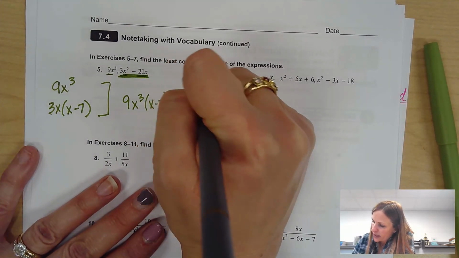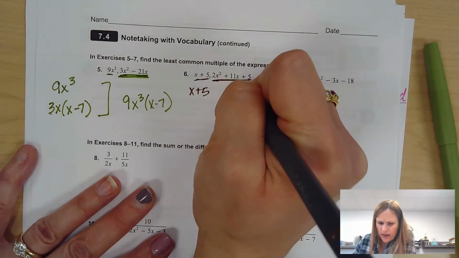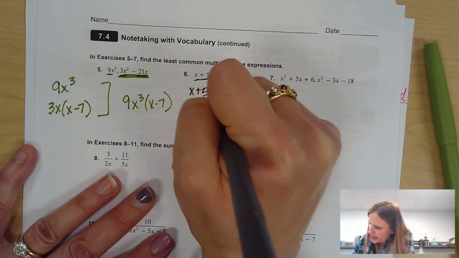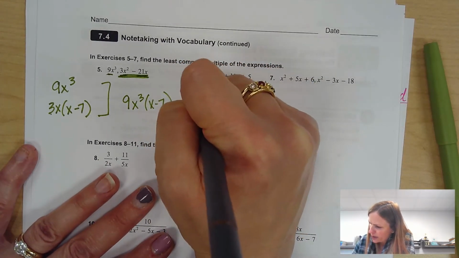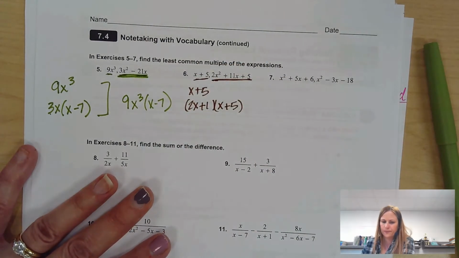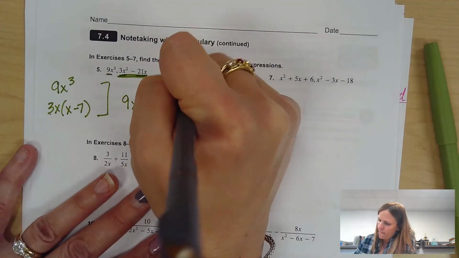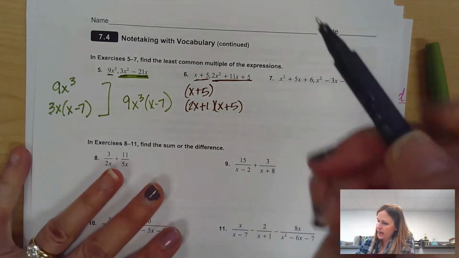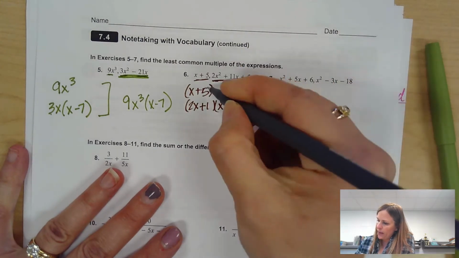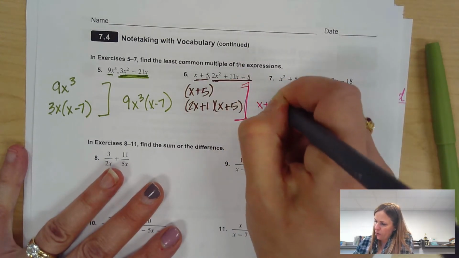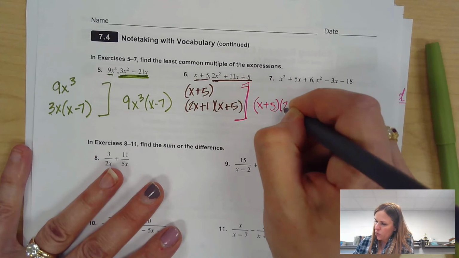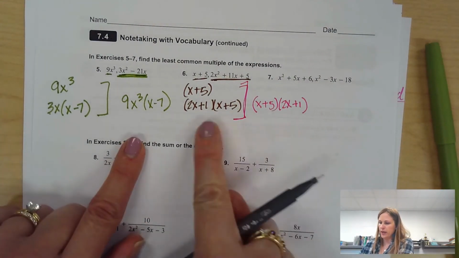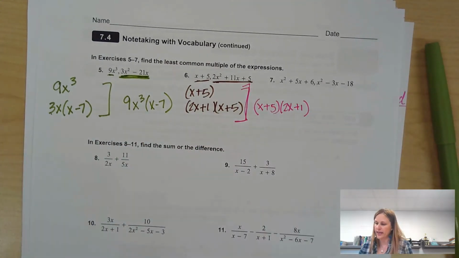Let's try number 6. So if I had x plus 5, and then let's factor that one. I think it does factor. So this is 2x and x. Yeah, it does. So plus 1 and plus 5. If I had those two as my denominators, they both have an x plus 5 in common, so I can have one of those. And then I have to have at least one 2x plus 1. So this would be my common denominator between those two.